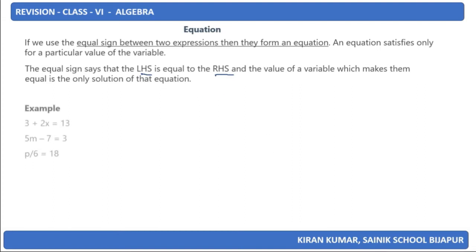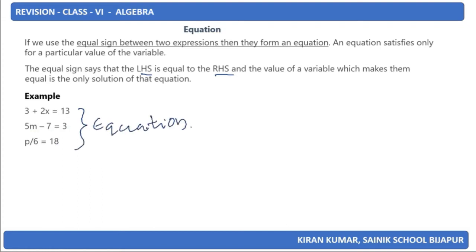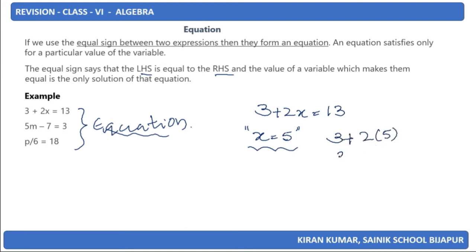For example, when I take the equations 3 plus 2x equal to 13, 2m minus 7 equal to 3, p by 6 is equal to 18, all the 3 are equations. Suppose I consider the first one, 3 plus 2x equal to 13. The value of x is a particular number. X value is 5. It cannot be any other number other than 5, because 3 added to 2 times 5 is 3 added to 10, which is 13.